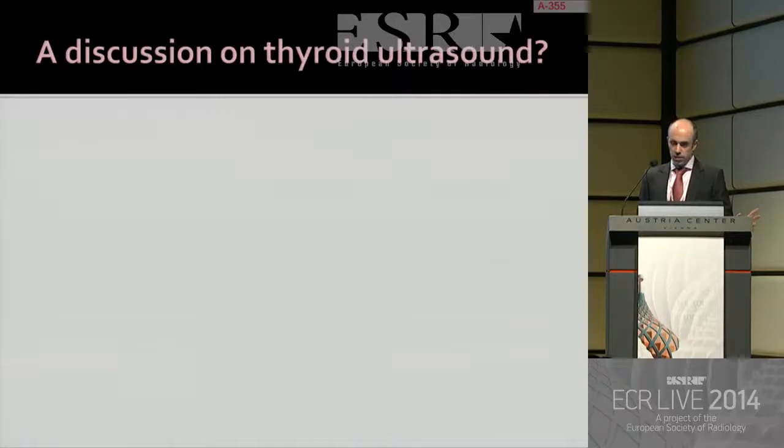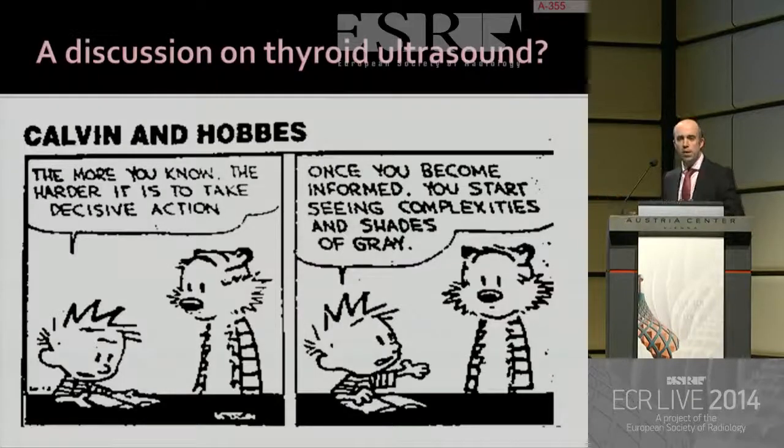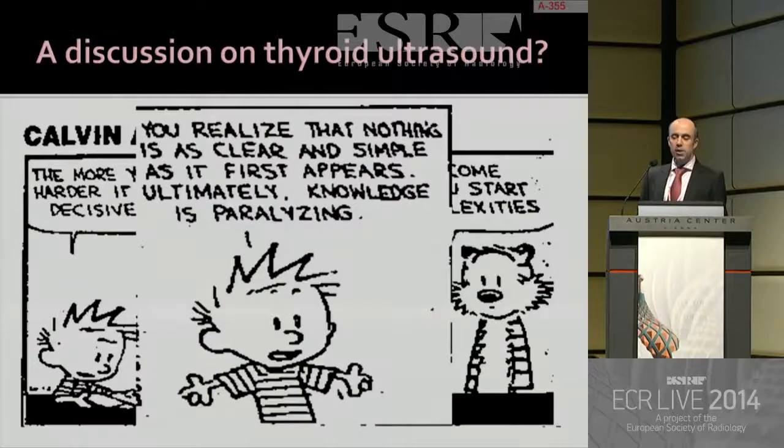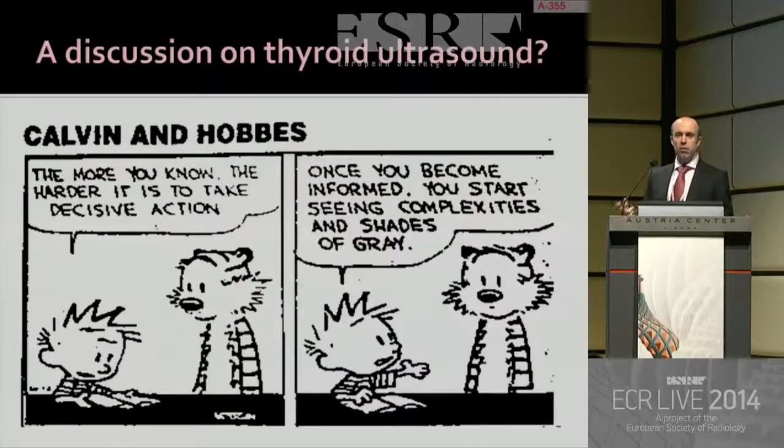That's the theory. And this cartoon may well mirror a number of discussions that you have in your radiology department. So you read these papers, you realise the more you know, the harder it becomes to take decisive action. And once you become informed, you start seeing complexities and shades of grey. You realise that nothing is as clear and simple as it first appears, and knowledge can be paralysing. They're right in some respects. Thyroid ultrasound is about complexities and shades of grey.